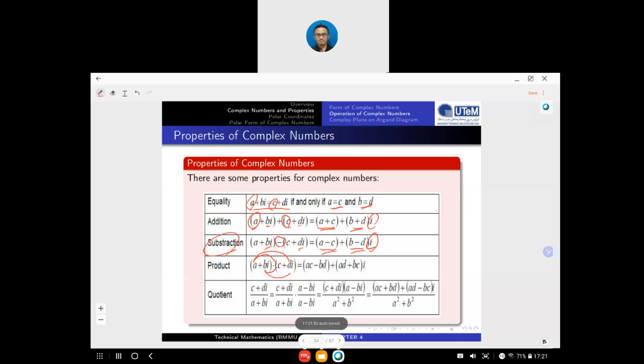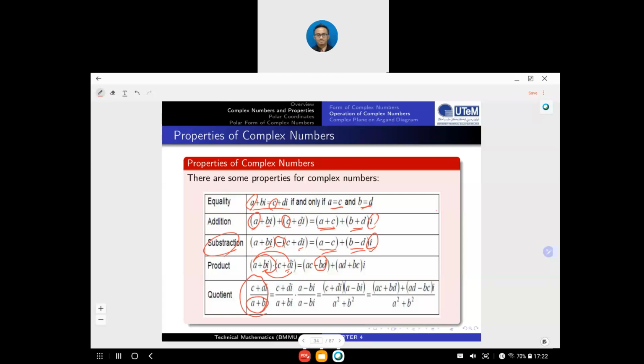Follow me. So, you have 3 forms. The first one, rectangular form, in terms of a plus bi. And then polar form, r times cos theta plus i sin theta. So, in the polar form, you need to know what is r and what is theta. How to find r and how to find theta, we will learn after this.